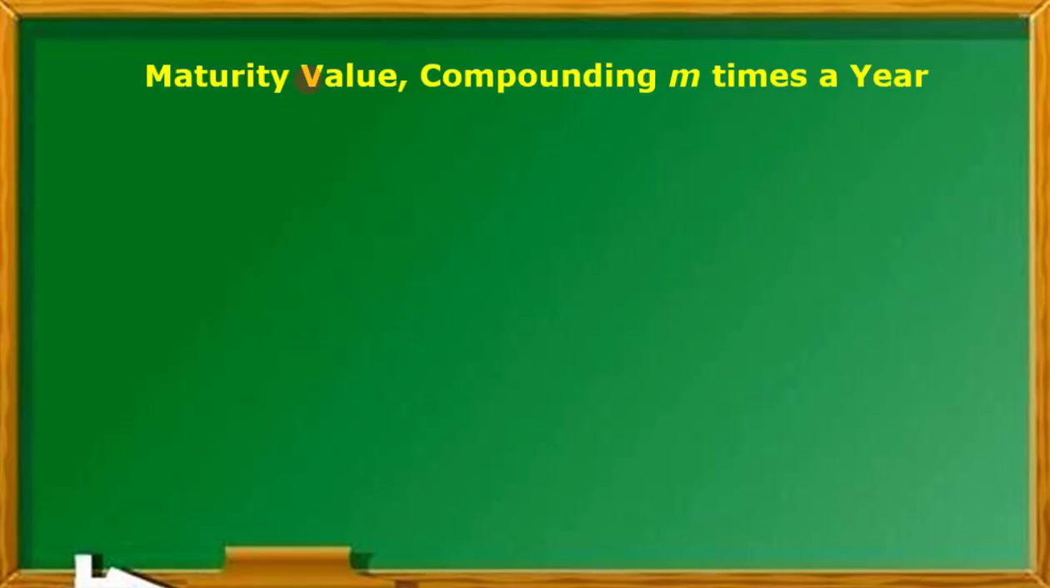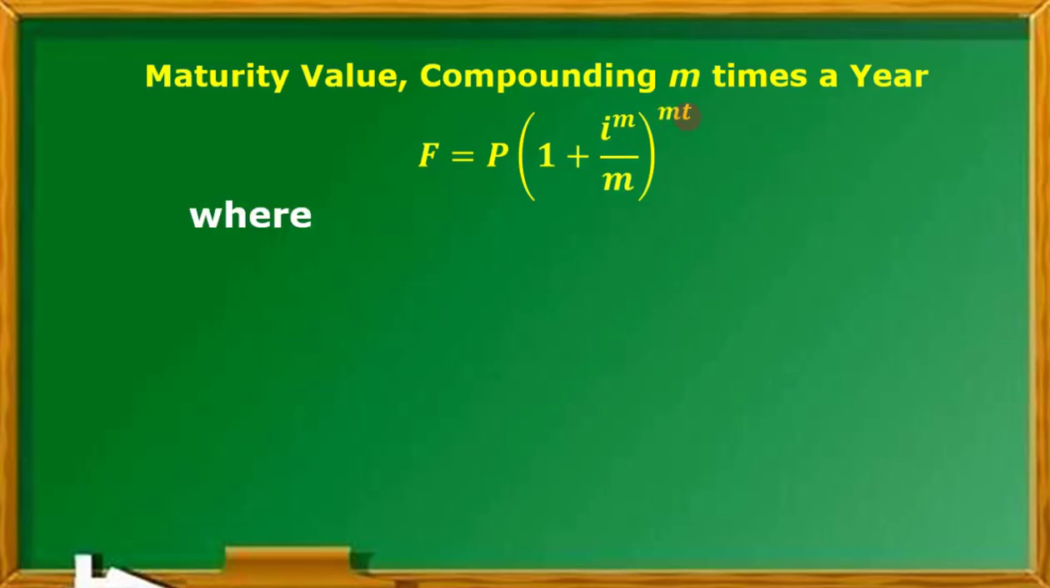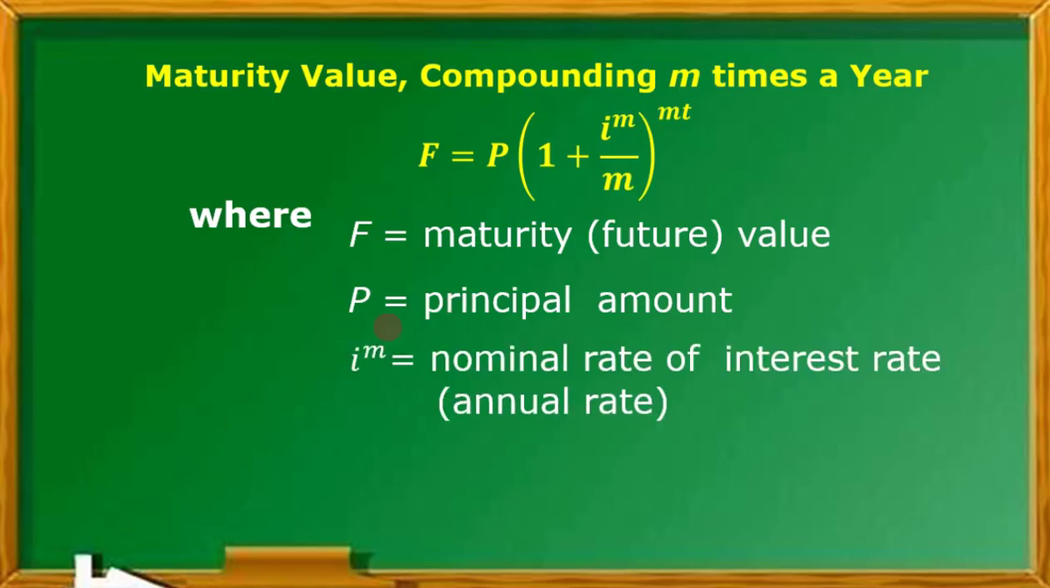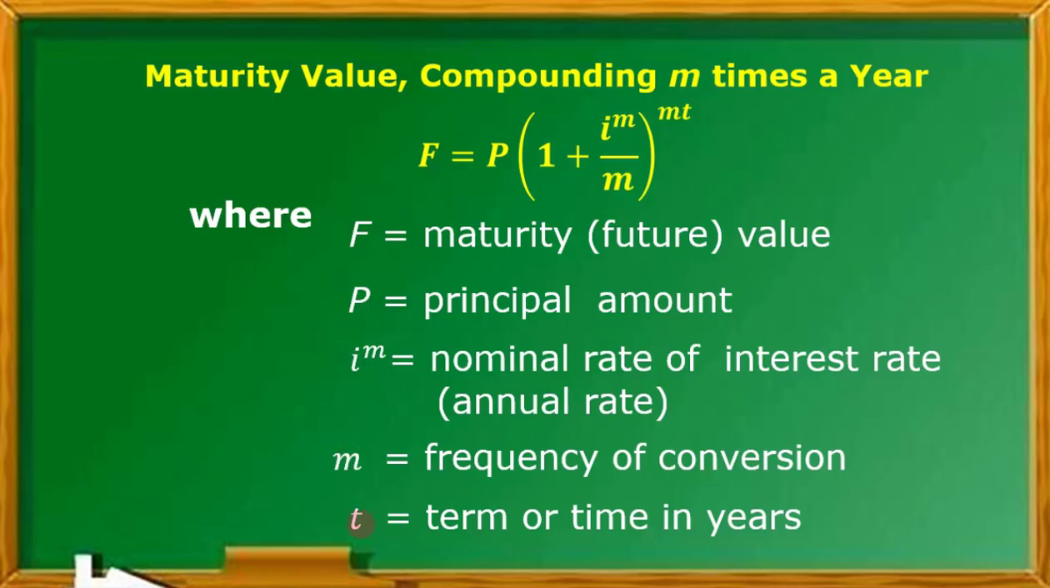So maturity value, compounding m times a year. This is F, the maturity or future value. This is equal to P, the present value, times the quantity 1 plus i^(m) over m, raised to m times t, where F is the maturity or future value and P is the present or principal amount. i^(m) is the interest rate or annual rate. m is the number of conversion periods, or frequency of conversion, and t is the term or time in years.